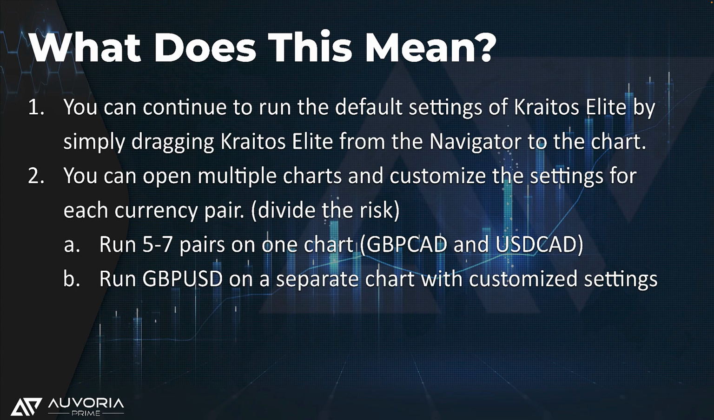Now, the other thing you can do is you can start to open multiple charts. And this is what we are doing on our personal accounts. And that is, you can open, say, for example, one chart, and you will run 5 to 7 pairs on that chart, perhaps excluding GBP CAD and USD CAD. But then you would open an additional chart, GBP USD, and you'll go ahead and drag Kraitos Elite to that chart, but you'll only use GBP USD, and you'll use the customized and optimized settings that we've recently provided.